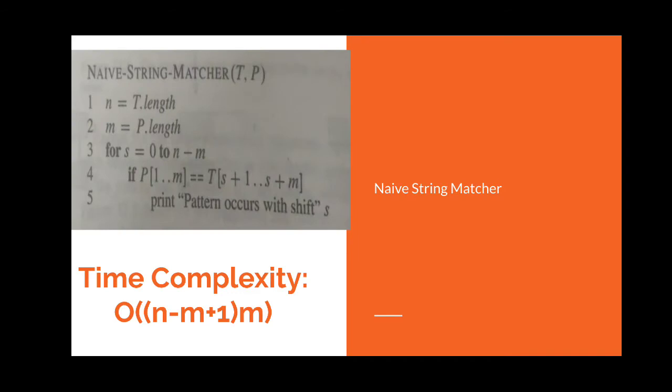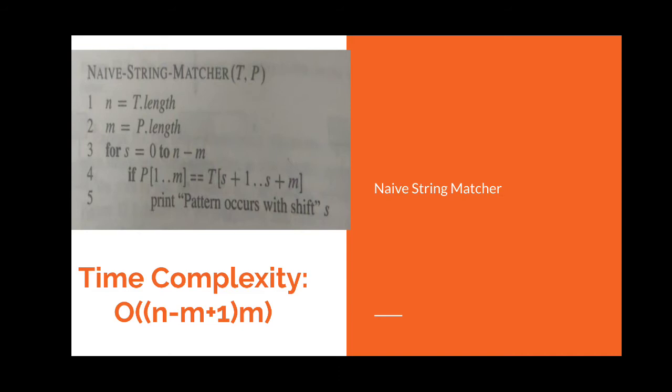Now, coming to the naive string matcher, it's a very simple algorithm. Basically, what we do is we try to put the pattern below the text, match character by character, and if there is a match, we say there is a match with a particular shift of s, and if not, we shift the pattern to the next character location, and again do the same thing. So it is a simple thing. First in the step, n is the length of the text, m is the length of the pattern P.